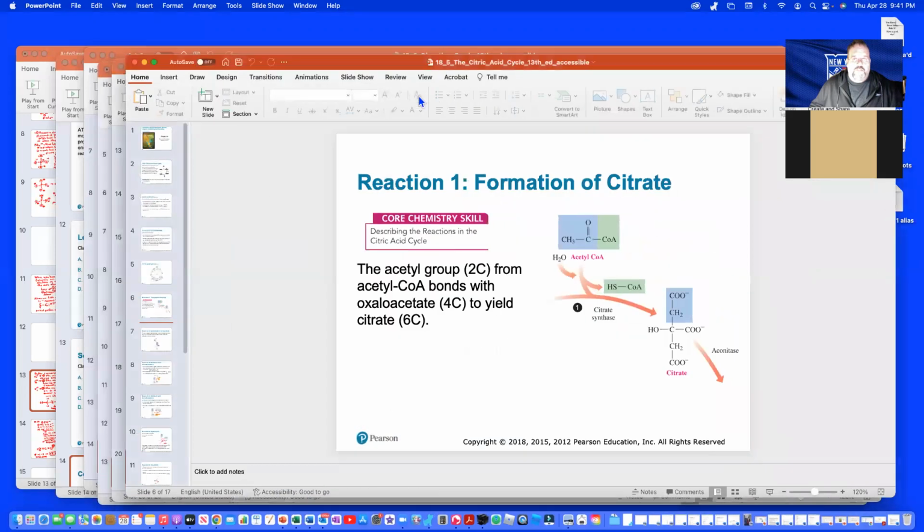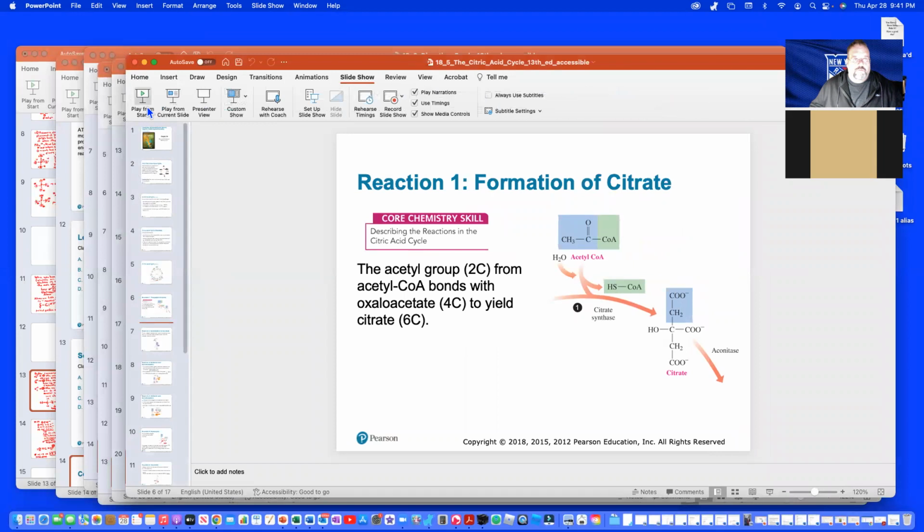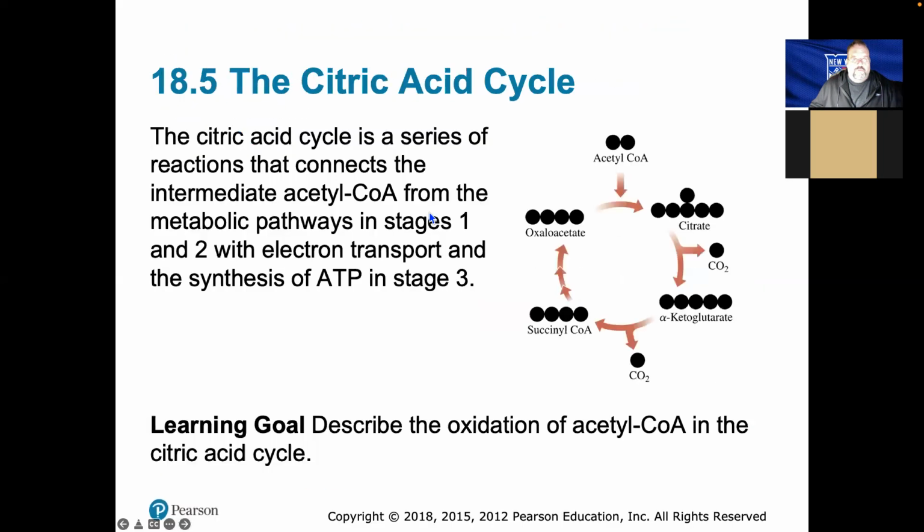All right, citric acid cycle. All right, so the citric acid cycle is a series of reactions that connects the intermediate acetyl coenzyme A from the metabolic pathways in stages 1 and 2 with electron transport and the synthesis of ATP in stage 3.